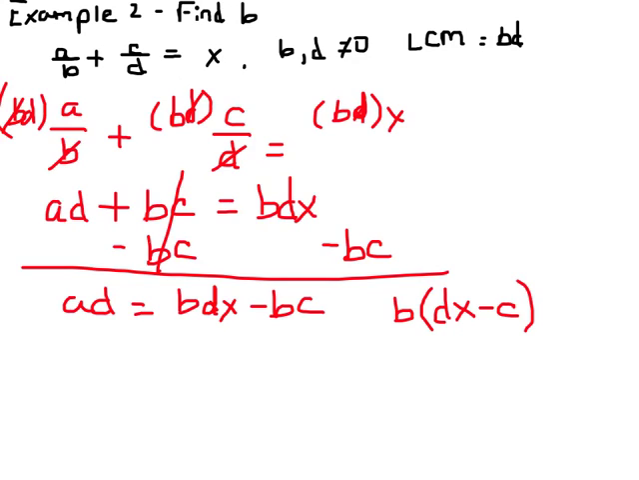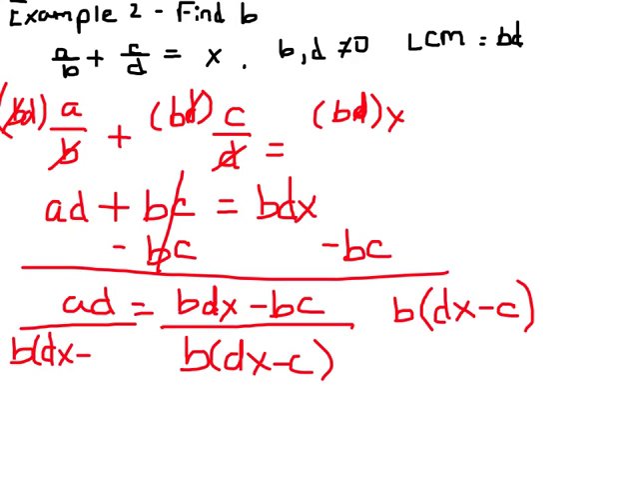So I'm going to divide by dx minus c on both sides, canceling out everything except, I'm sorry, not the d, not the b. I don't want to divide by the b. Only the dx minus c, because I want the b to be left there for my answer. All right, so what I'm left with is ad over dx minus c equals b.